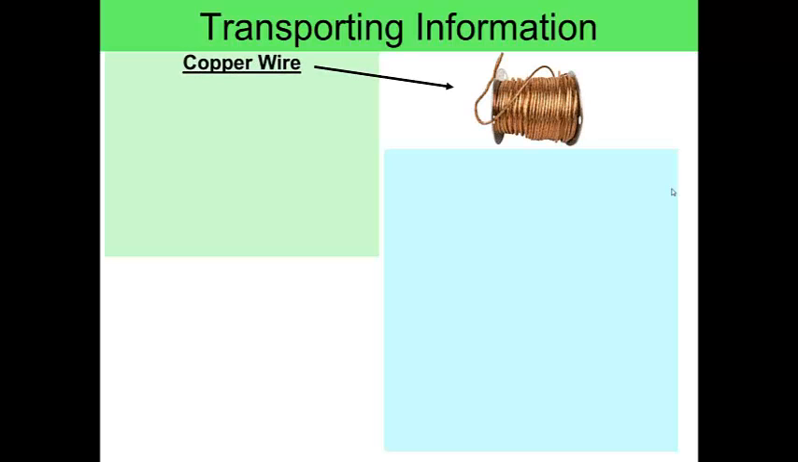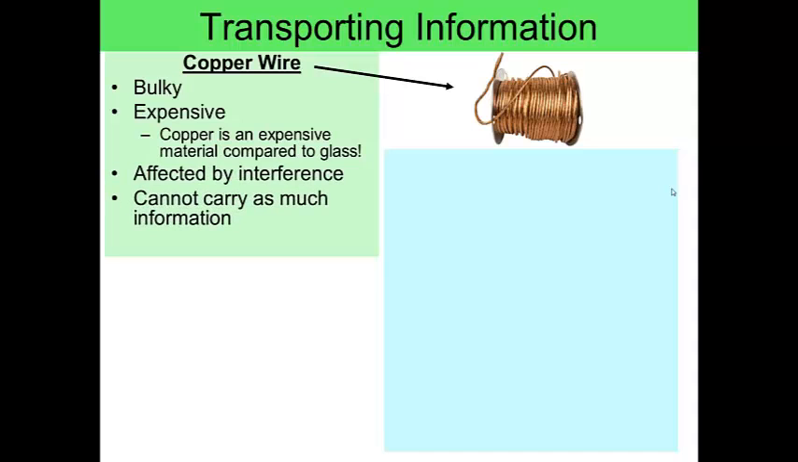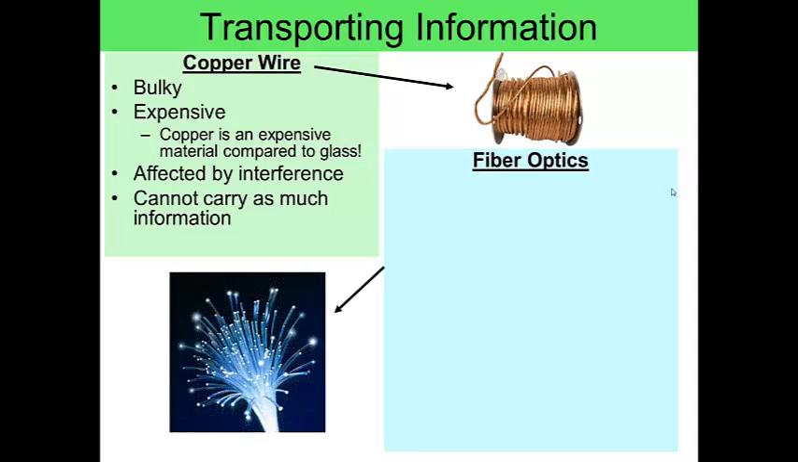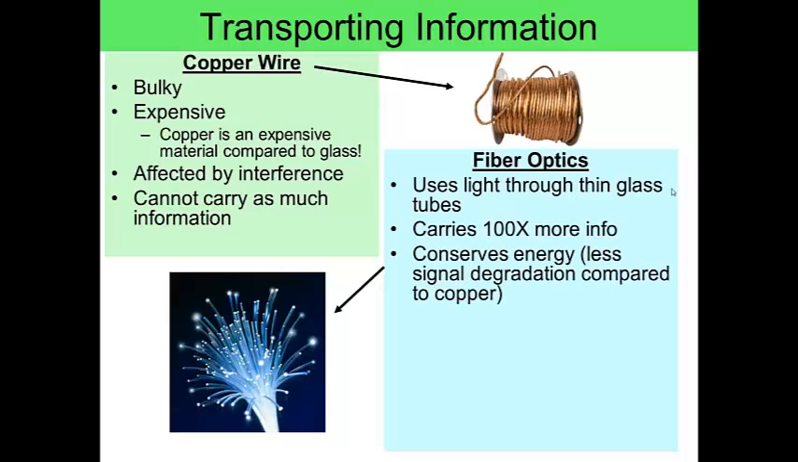There are two ways that we have to transport information. One is copper wire. It's bulky, it's expensive, and it's affected by interference. It can't carry as much information as fiber optics. Fiber optics uses light through thin glass tubes. It carries 100 times more information than copper. It conserves energy, so there's less signal degradation.